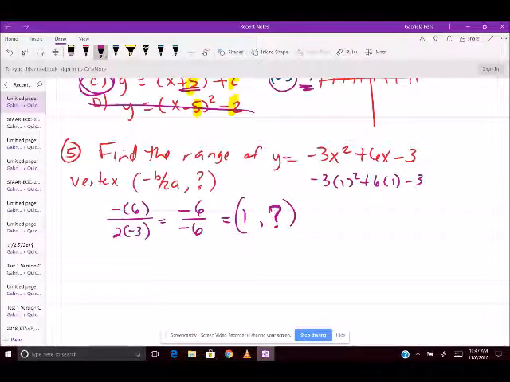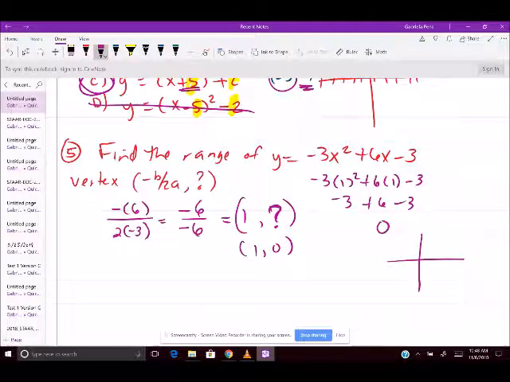I feel like I missed something somewhere. Negative b over 2a. That's right. Alrighty. Now, what do I get here? 0. Right? So then what is this? 1, 0. So after we did that, we kind of just sketched a 1, 0, which was here.